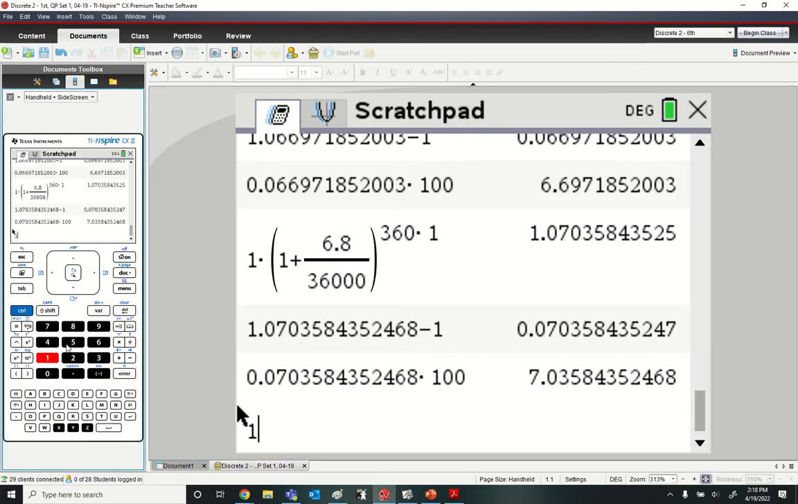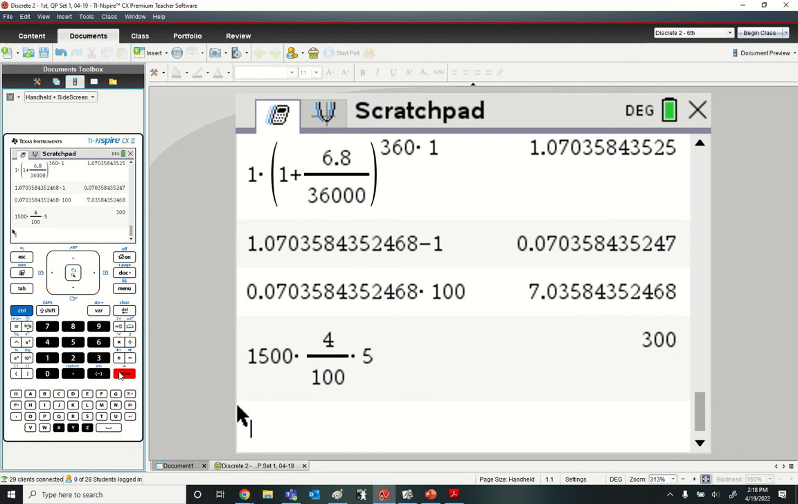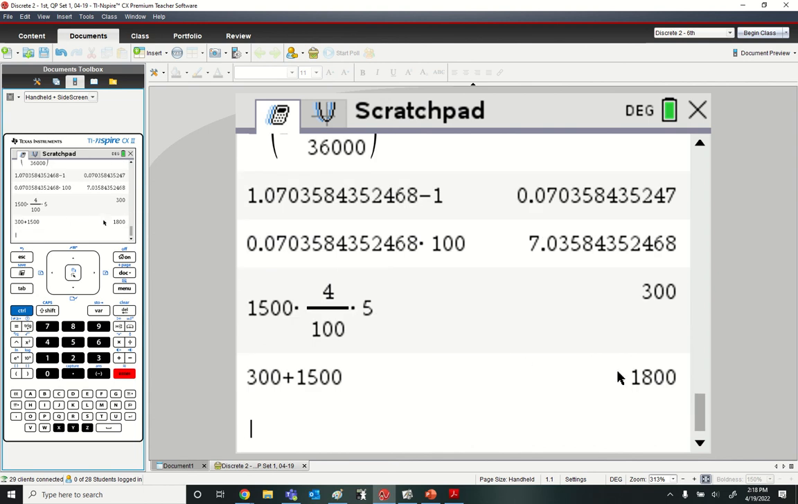Alrighty, let's start with my first one. 1,500 and 4 over 100, 5 years. Yep, there we go. And we get this. And so what am I going to add to that? 1,500. Very good. So my simple interest account has how much in it now? 1,800. Very good. So now let's do the compound.